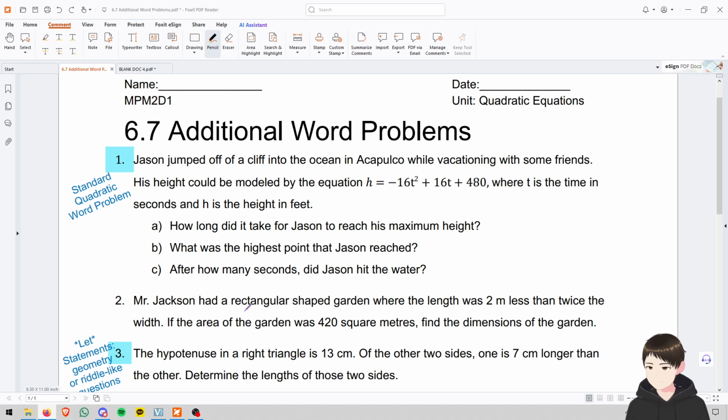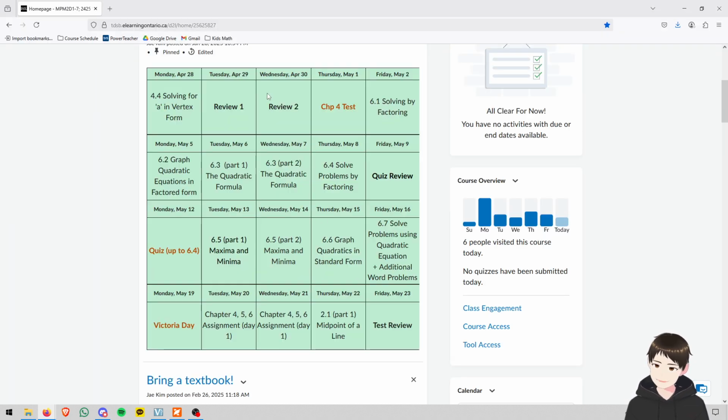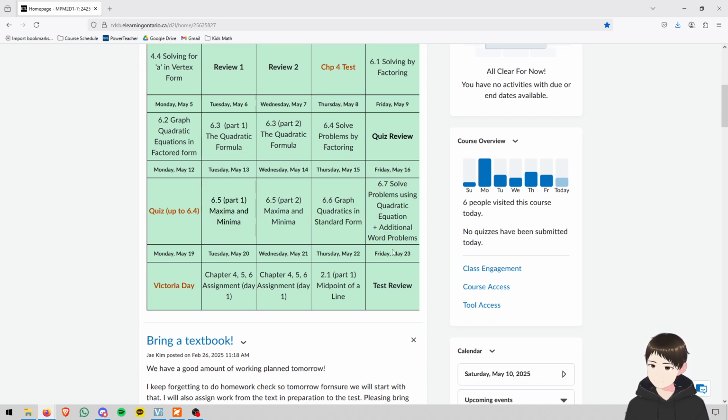Before we start, I'd like to take a look at our Brightspace. And looking here, we are in Friday, right here. Come Monday, it's Victoria Day, but when we come back, there is no review day. You're going straight into an assignment day. It is going to be a 2-day thing.